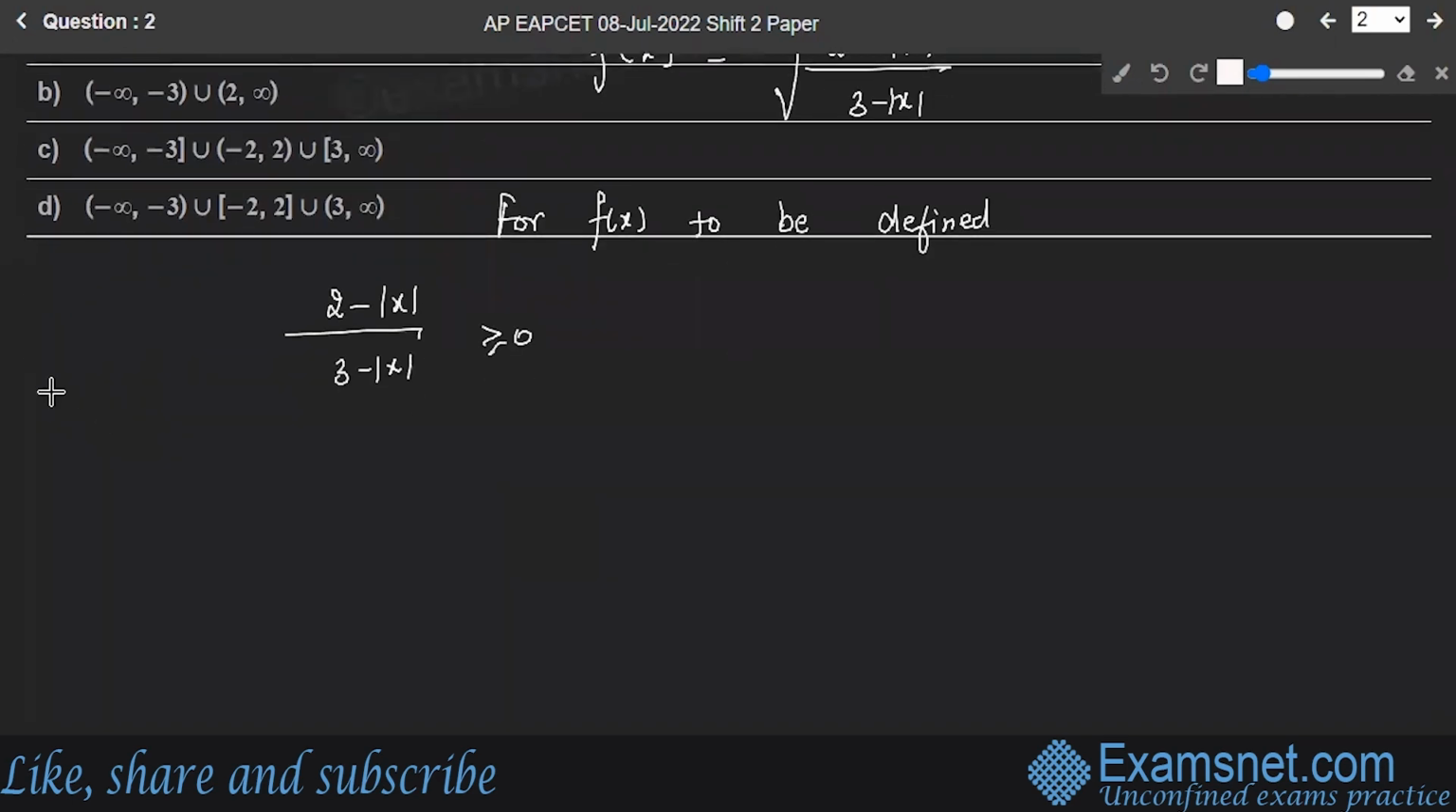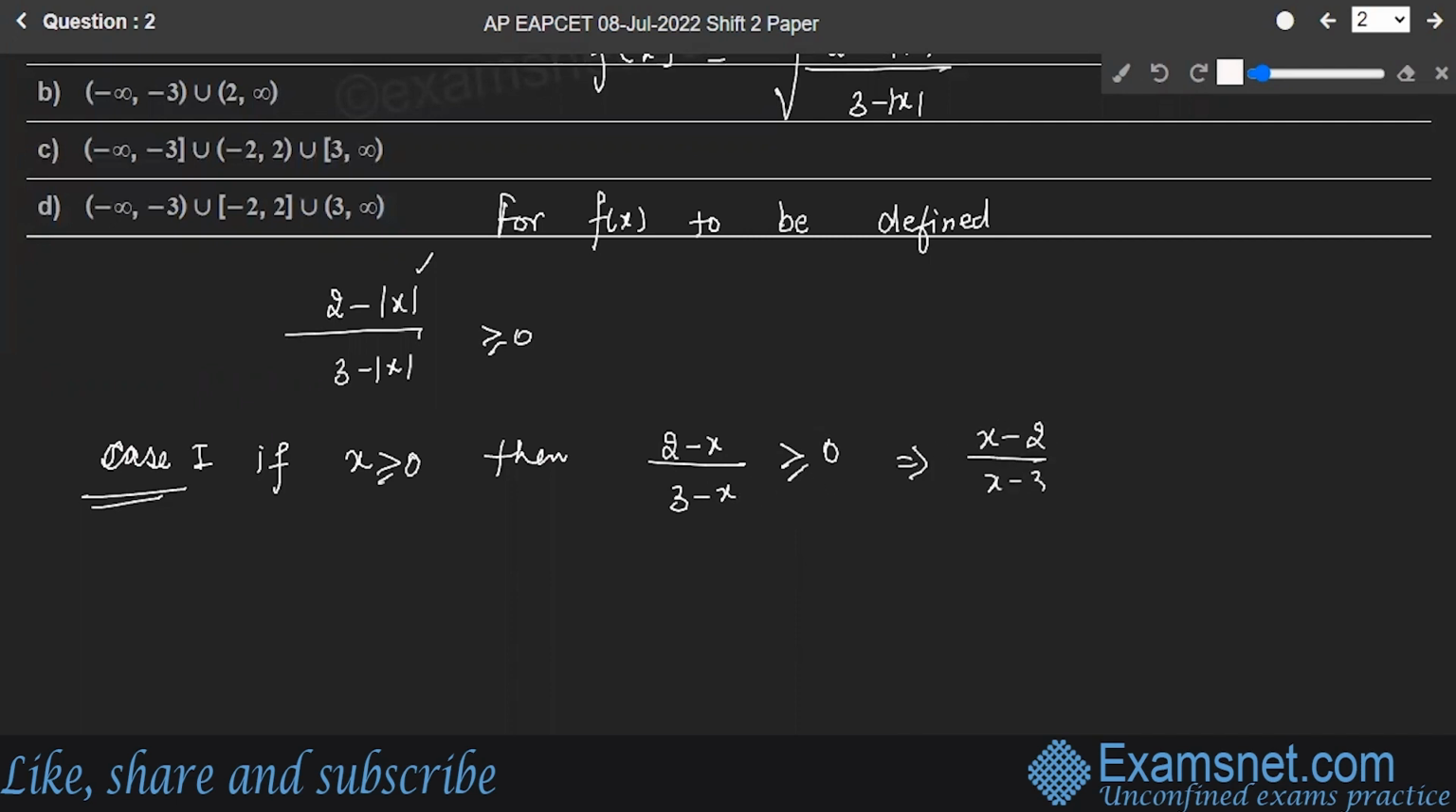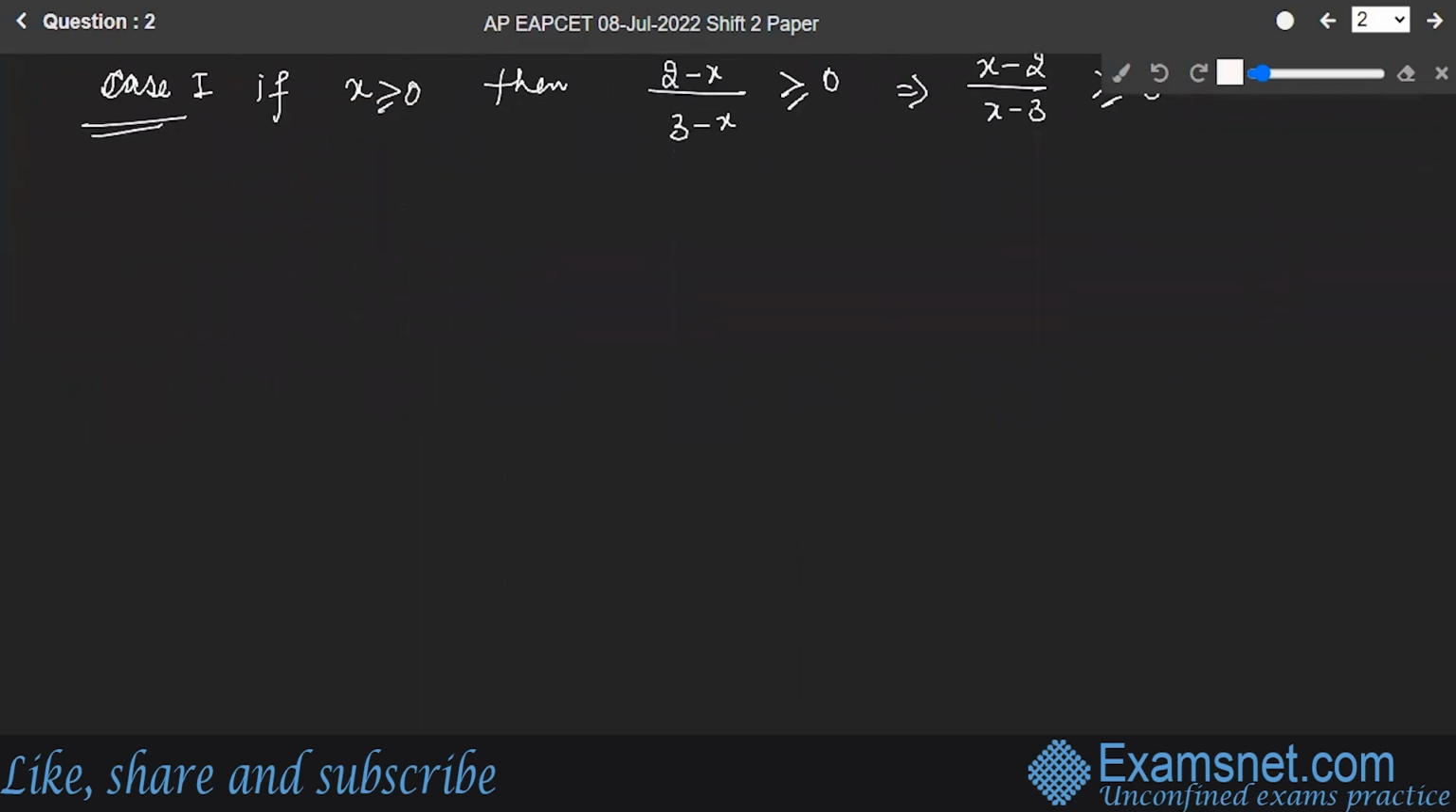Now, first thing, case 1, if x is greater than 0. Why? Because I'm having a mod of x over here. If x is greater than 0, then (2 minus x) upon (3 minus x). That means if this is greater than or equal to 0, then this implies (x minus 2) upon (x minus 3) is also greater than or equal to 0. Let's try to plot this thing on the graph.